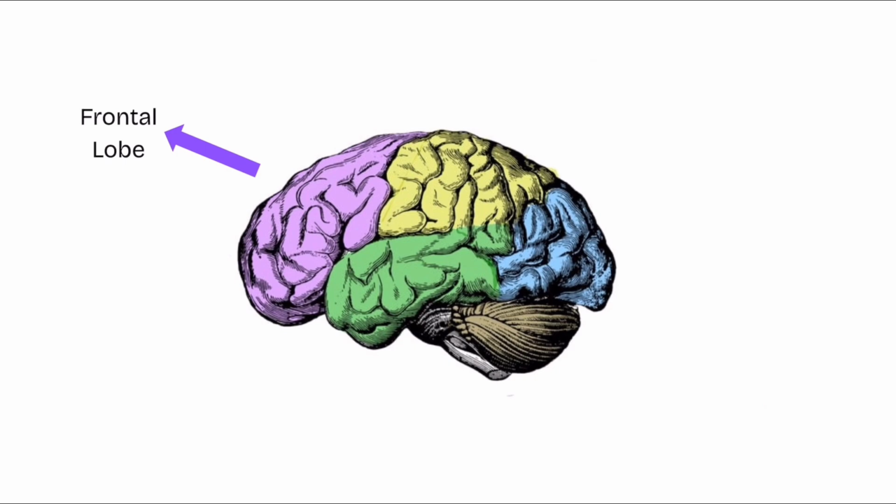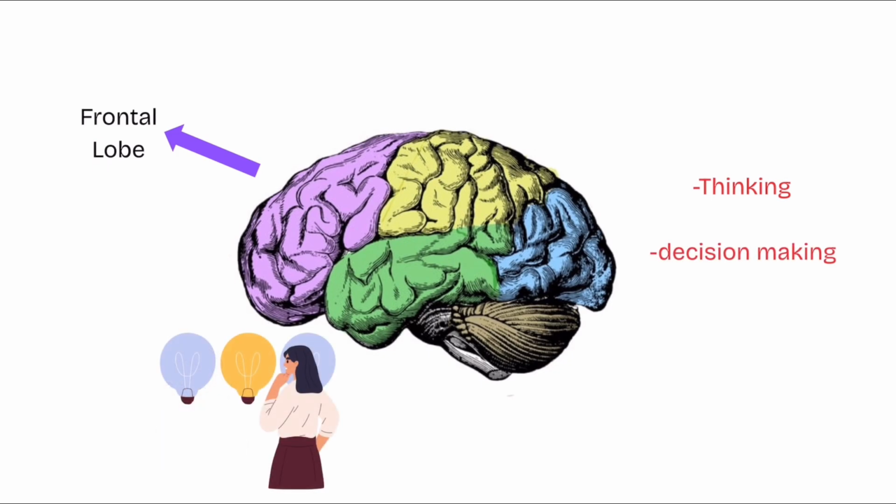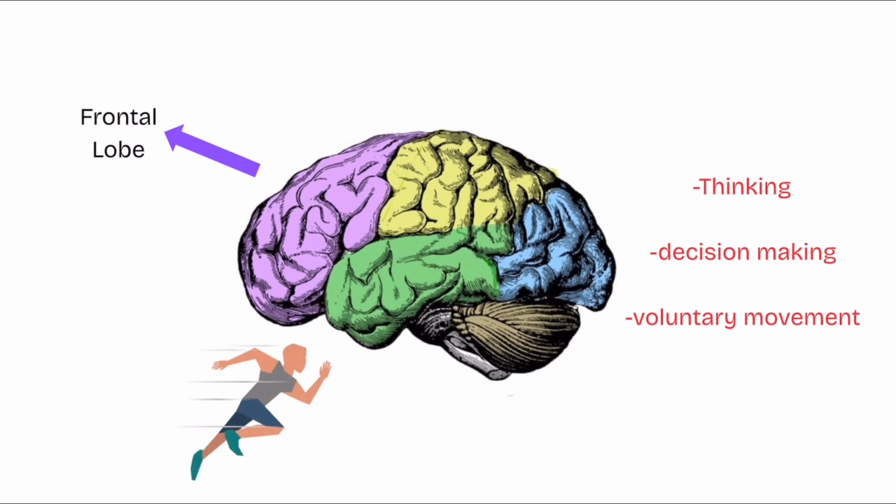First, we'll talk about the frontal lobe. The frontal lobe is responsible for thinking and decision making. For example, when you saw this video, you thought for a second and you made the decision to watch this video through the activity of the frontal lobe. And also, it helps us move our muscles, voluntary movement.